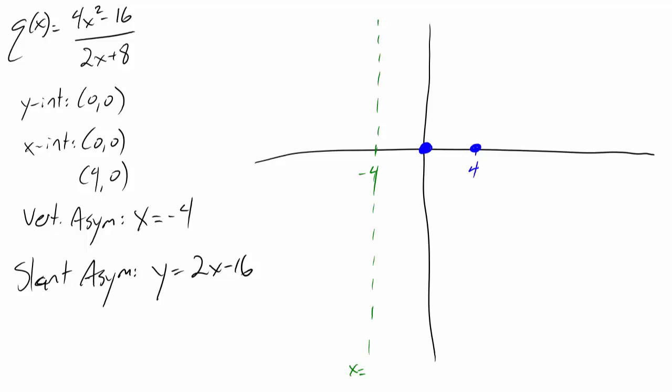So here we have our vertical asymptote, x equals negative 4. And now we're going to draw our slant asymptote of 2x minus 16. So that's going to have a y-intercept kind of down in this neck of the woods here, negative 16. And 2x, positive slope, will have us moving up as we go from left to right.